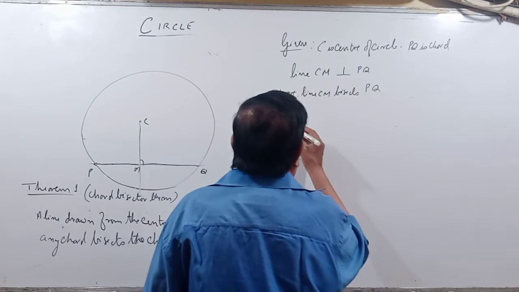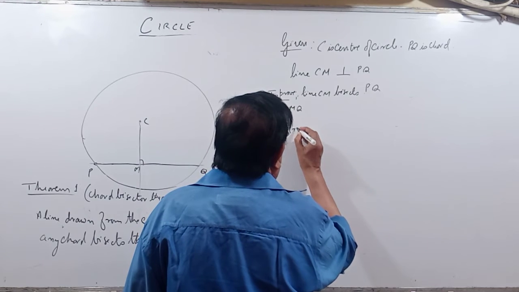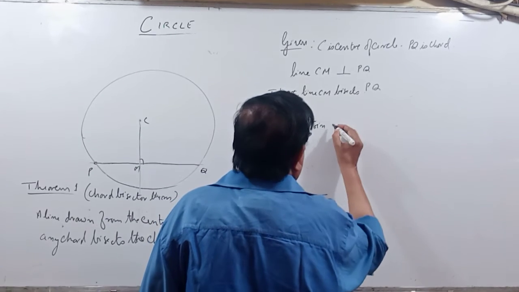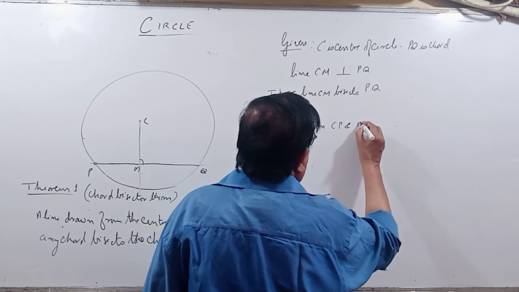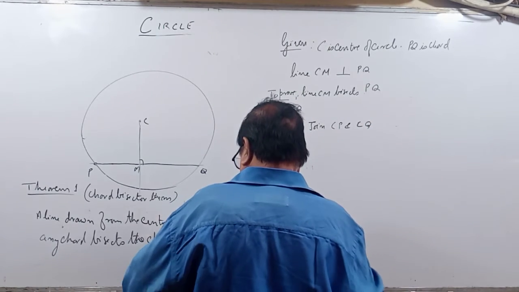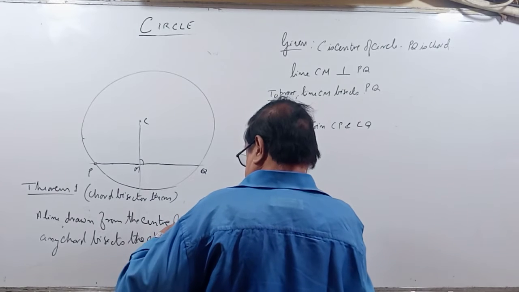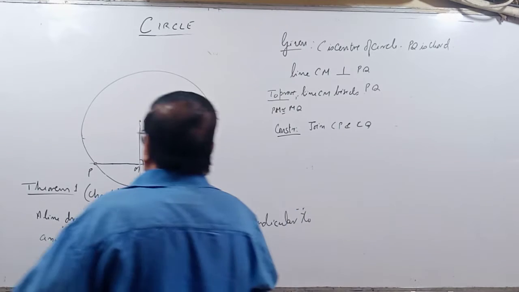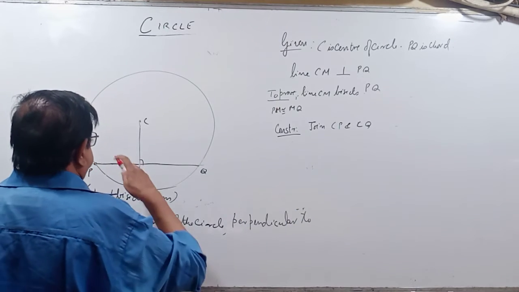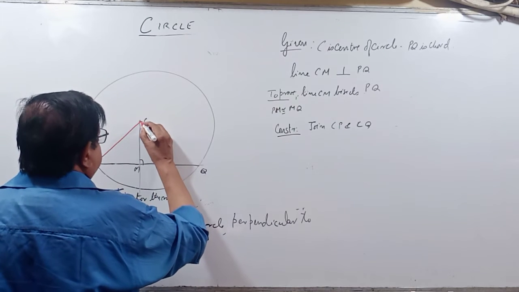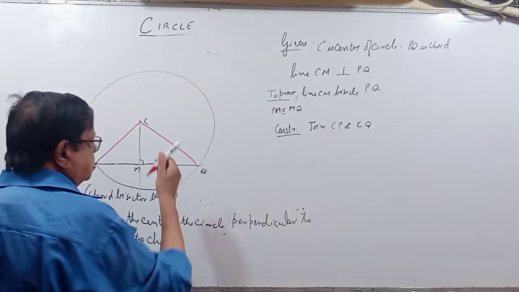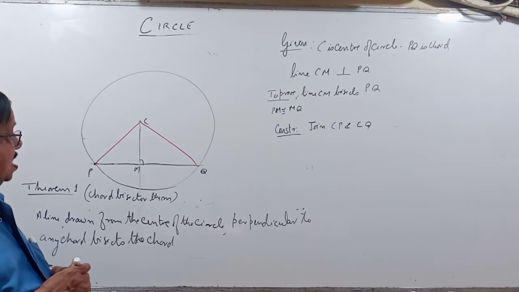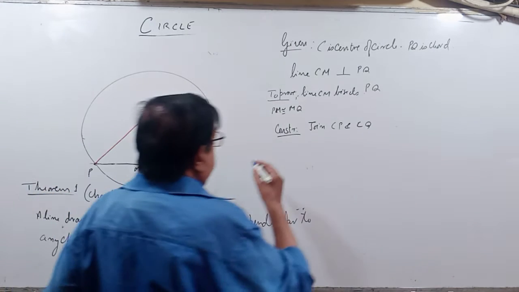So we will have a construction. Join CP and CQ. Let us construct. This is the construction. Join CP and CQ. Construction किया हम लोग.